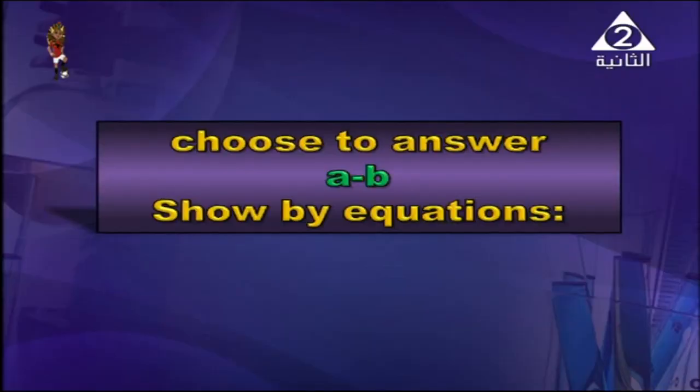Choose to answer A or B. Show by equation. Do you know what these questions mean? Yes, it means you have many points, A and B. Choose one only for the answer. But here now, we'll answer both.